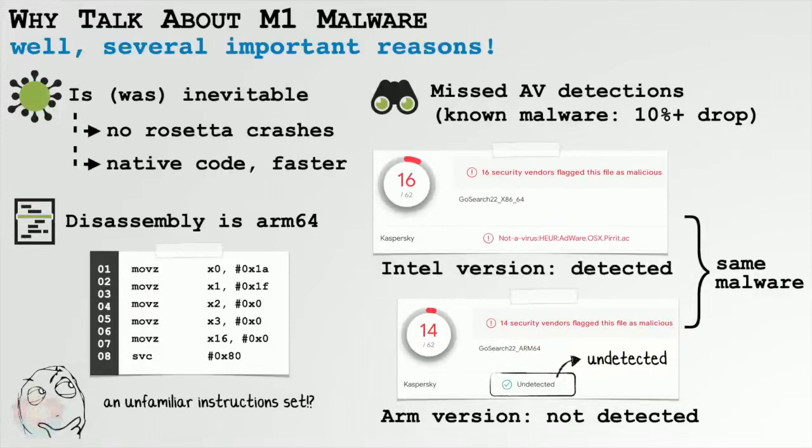Also, I did an interesting study where I took a malware sample that had been compiled both for Intel and M1 or ARM64 systems and uploaded them both to VirusTotal, and found that for the ARM-based detections, there was about a 10% drop. So this shows that some AV companies have architecture-specific signatures, which is something we as security researchers should be aware of. Mainly, though, we need to talk about M1 malware because it's ARM-based, which means it's going to disassemble into the ARM instruction set. And if we don't understand this newish instruction set, we're not going to be able to comprehensively analyze these samples.